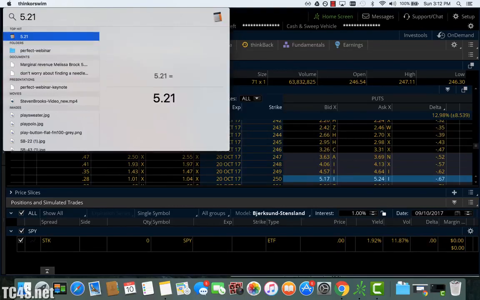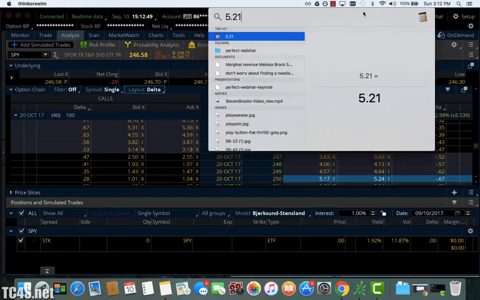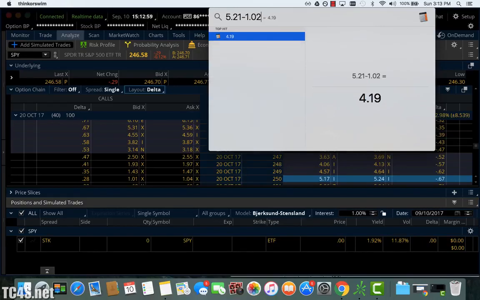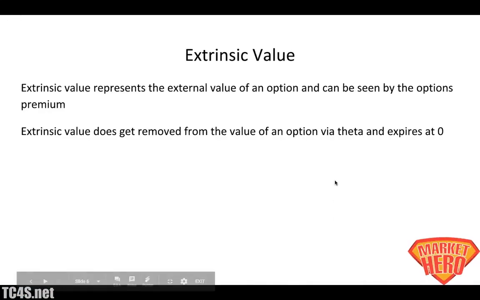And you want to know, if the price of SPY doesn't move at all, what the value is going to end up being, because right now it's about 5.21. Well, you take it and subtract the actual extrinsic value of that option, which is about 1.02. So it's about $4.19 is how this option is going to expire if the price remains at 246.58. So that's what extrinsic value means.